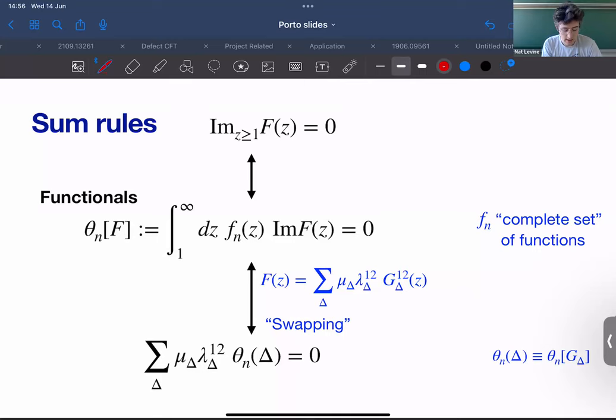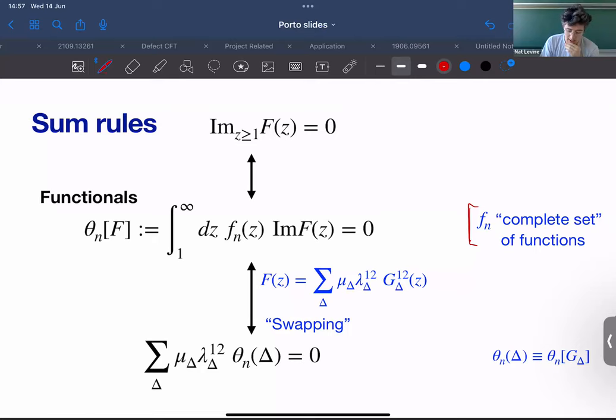You define some functional theta, whose action on F is just to smear its imaginary part, its discontinuity, in that region against a bunch of kernels, F_n. So that's a simple idea. You want the function to be zero, you just project it against a bunch of different kernels. And so you should pick these F_n to be some complete set of functions in some appropriate sense. So that's what we're going to do.